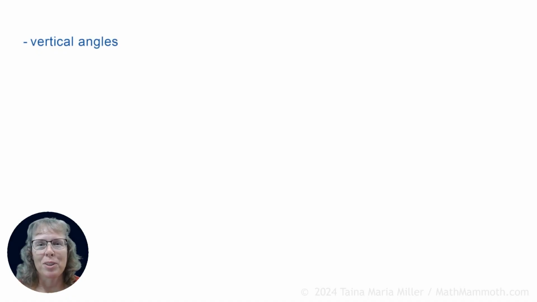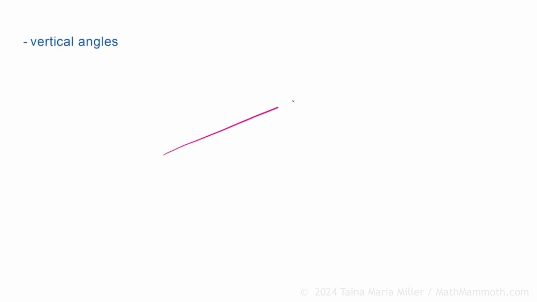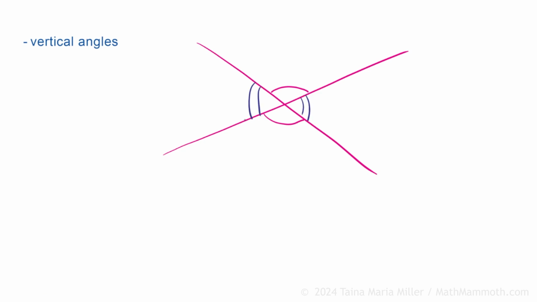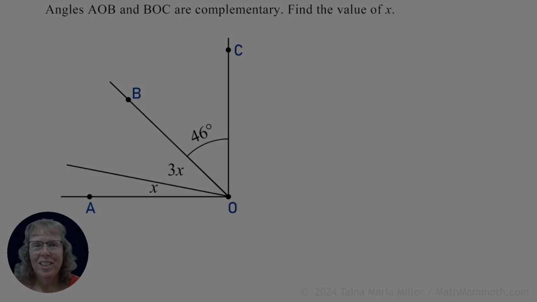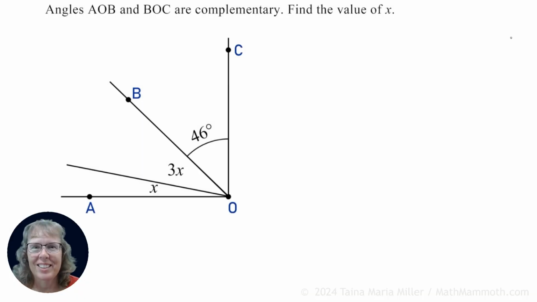Okay, one more term, and that is vertical angles. We have two lines that intersect. Then we have two pairs of vertical angles here. This angle and this angle are called vertical angles, and they are congruent, in other words, equal. But also, this angle and this angle are vertical angles, and they are congruent too. All right, let's now solve an angle exercise.